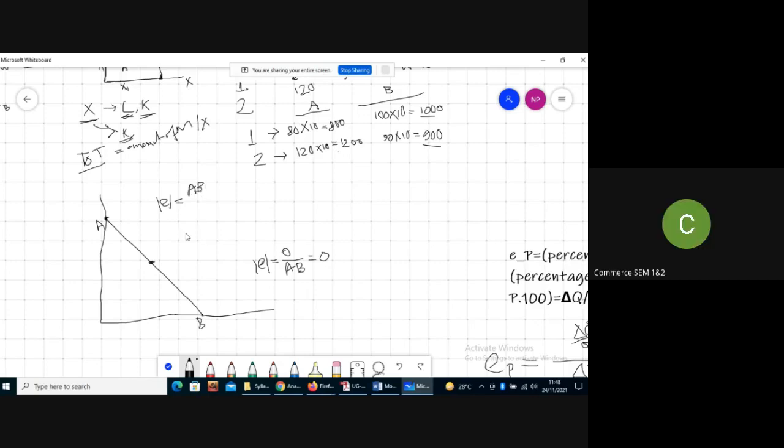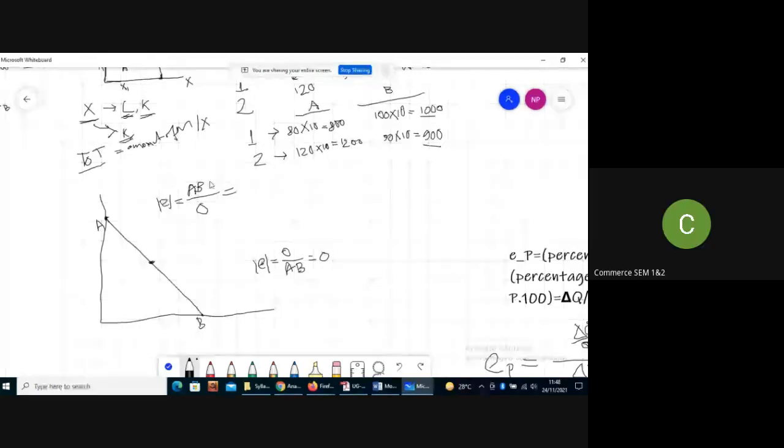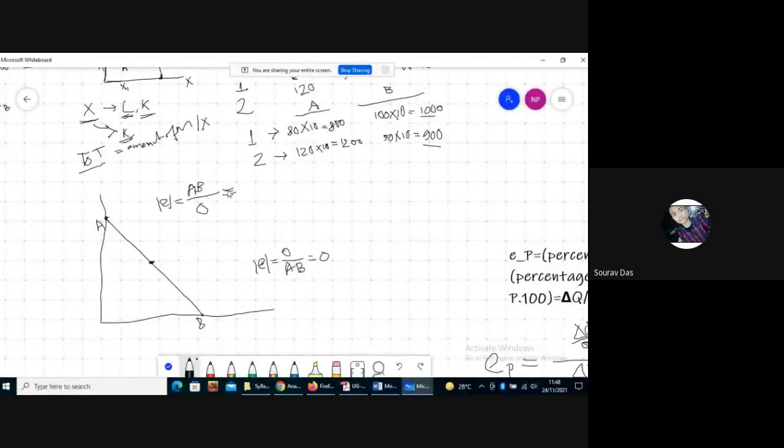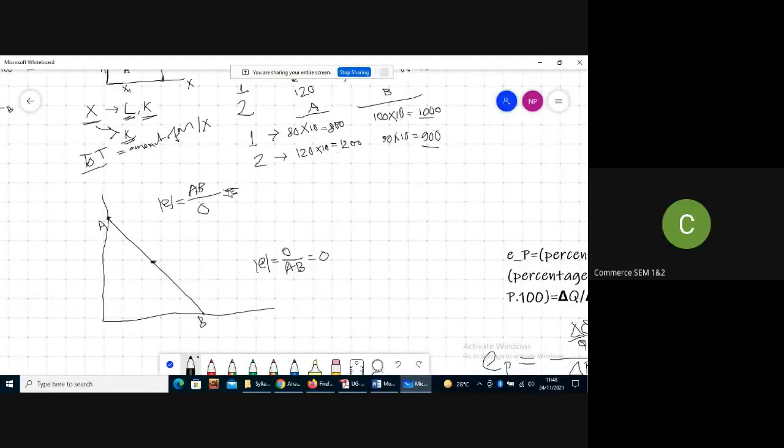And what is the upper part? The upper part will be 0. So what will be the value of elasticity? Something divided by AB, if you divide AB by 0, it will be infinity. So here the absolute value of elasticity will be infinity. Here it will be 0.